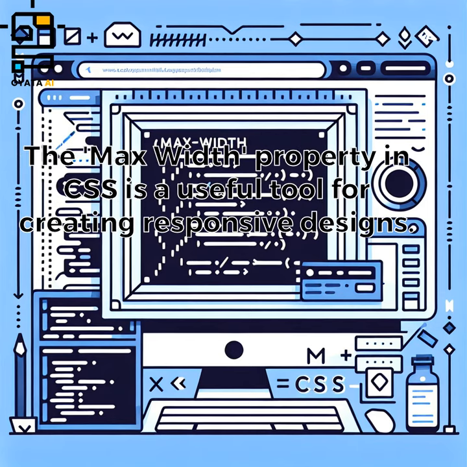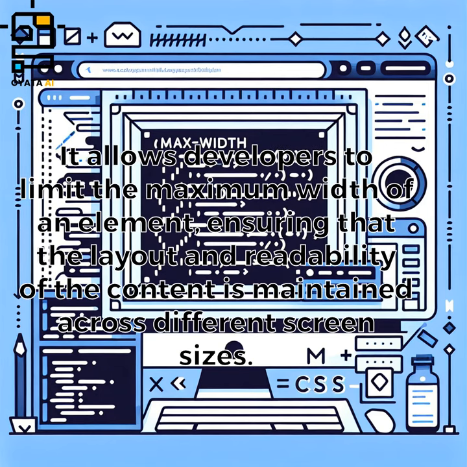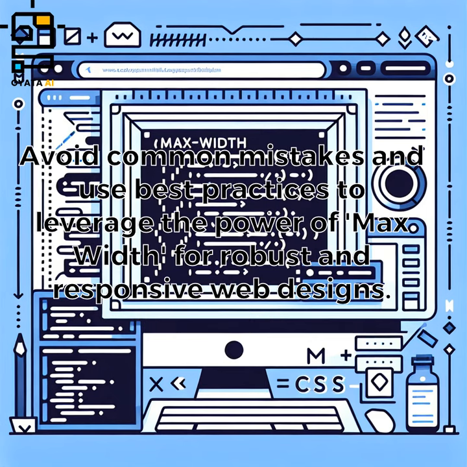Conclusion: the max width property in CSS is a useful tool for creating responsive designs. It allows developers to limit the maximum width of an element, ensuring that the layout and readability of the content is maintained across different screen sizes. Avoid common mistakes and use best practices to leverage the power of max width for robust and responsive web designs.